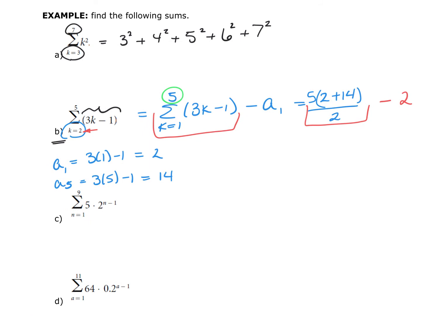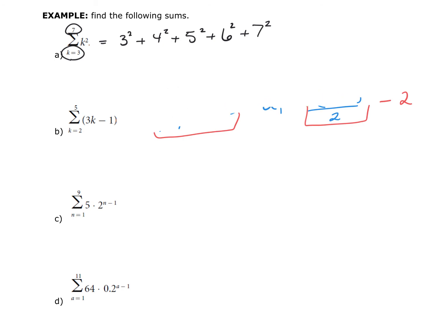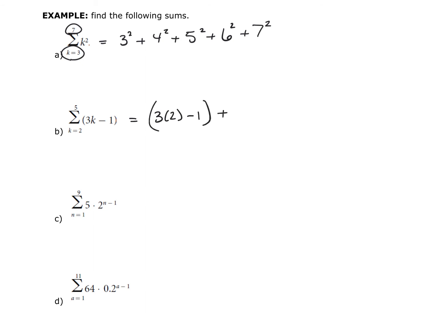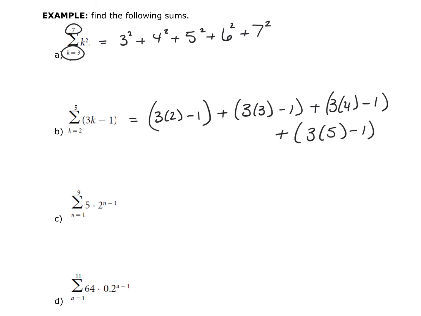Now, if you don't want to use the formula, and that's totally fine, you can also do this by just putting your k equals 2 into the formula, and 3 and 4 and all the way up to 5, and add it up that way. So you can also do it like this. 3 multiplied by 2 minus 1, plus 3 multiplied by 3 minus 1, plus 3 multiplied by 4 minus 1, and then plus 3 multiplied by 5 minus 1. And then whatever that sums up to is the sum.